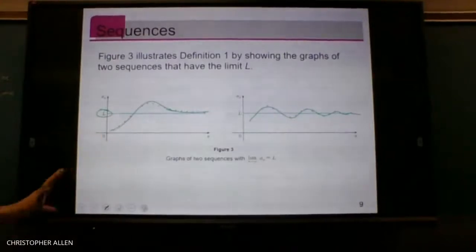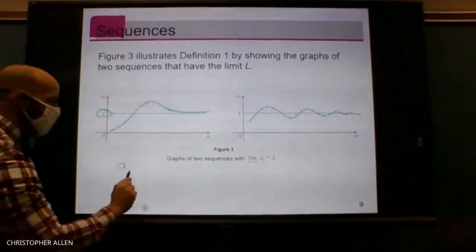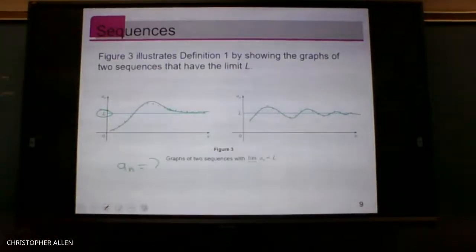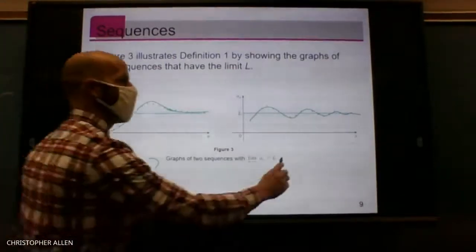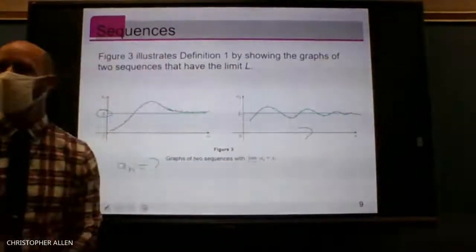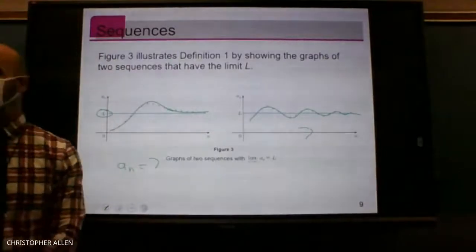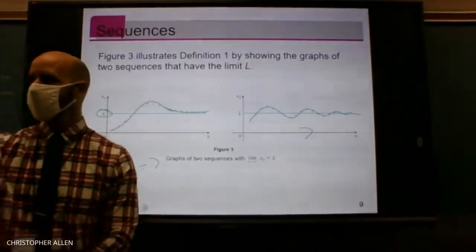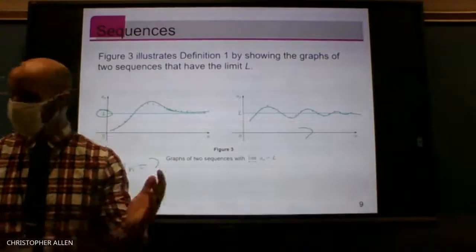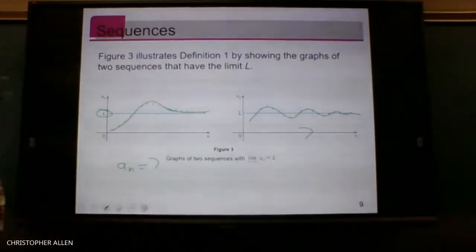This is visual. I haven't told you what a sub n is. Can anyone take a guess on where one like this might come from? What kind of expression might give you something like that? Something to do with sine or cosine. I think that's a great guess.